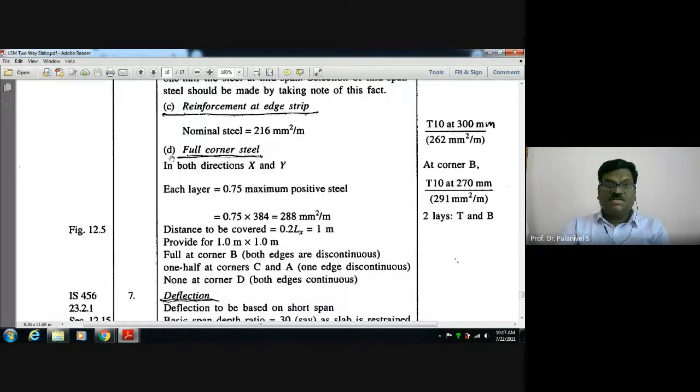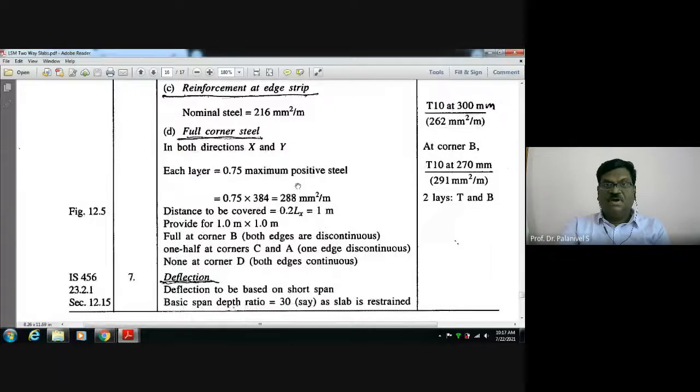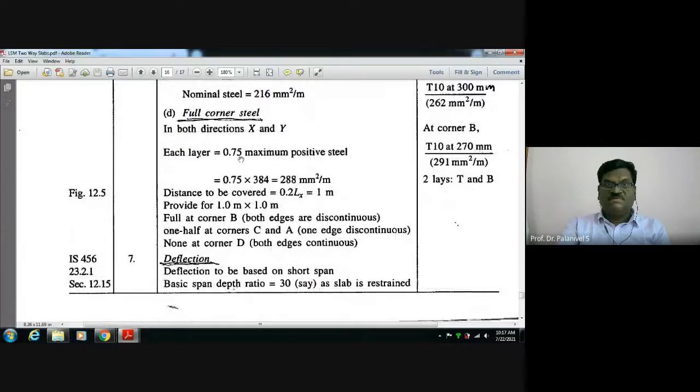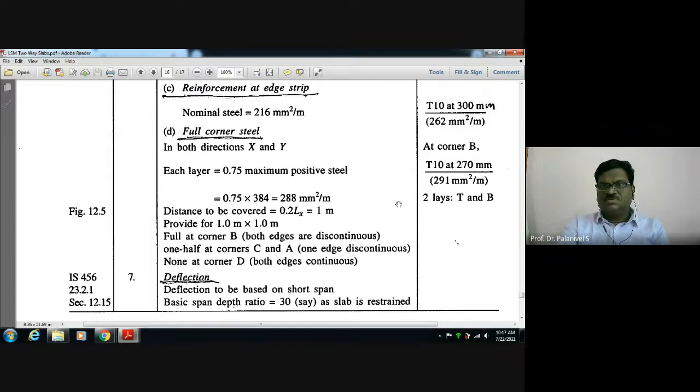And then corner steel, full corner steel. He has used 0.75 of the maximum positive steel, 75% of the positive steel, which the author has taken. Where is the provision in the IS code? It is not mentioned here, no problem. For corner steel, you can provide some bent-up bars, cranks, or take some pieces of bars and put them in the corner on your own. That is T10 at 270 mm centers.